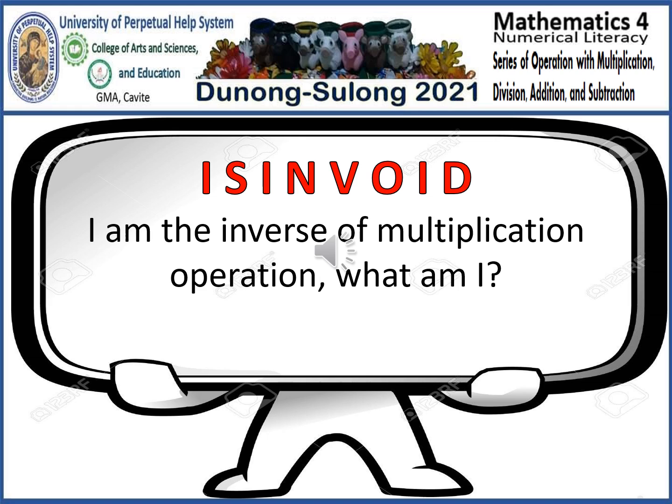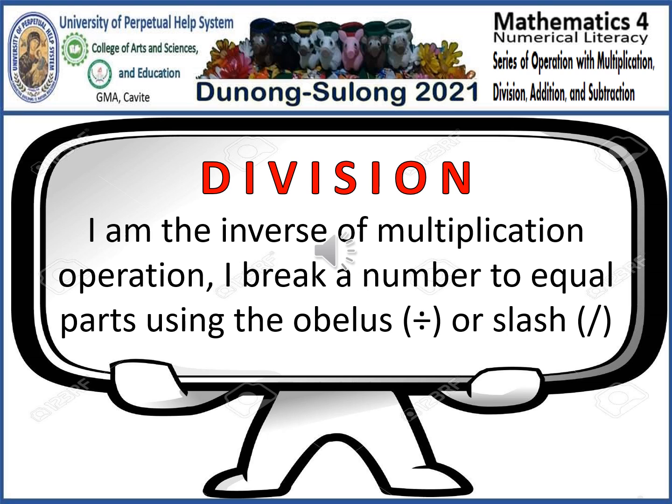The fourth mystery word letters are I, S, I, N, V, O, I, V. It is the inverse of the multiplication operation. What am I? Can you guess the mystery word? Division. Awesome! It is division. It is the inverse of the multiplication operation. I break a number into equal parts using the obelus or slash.